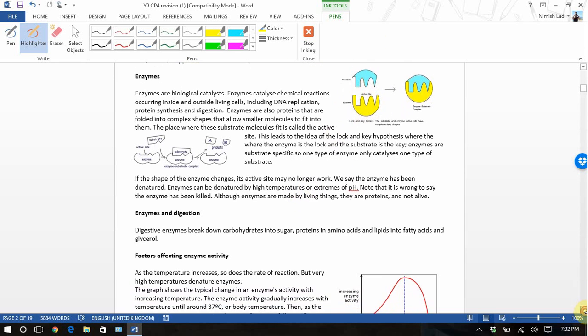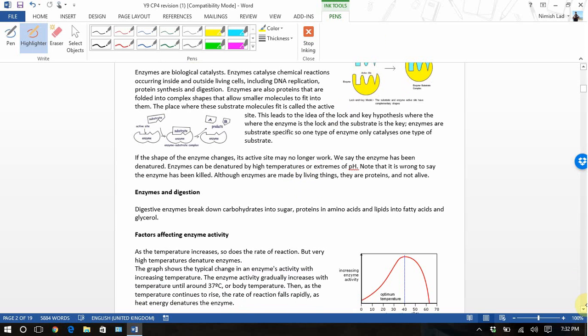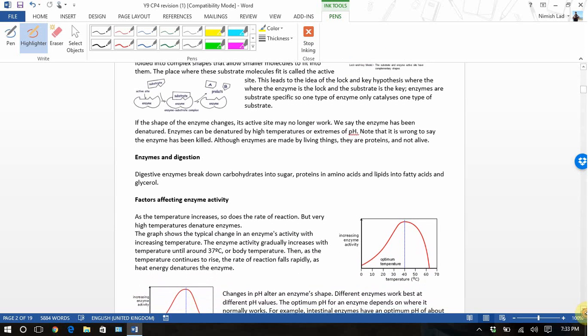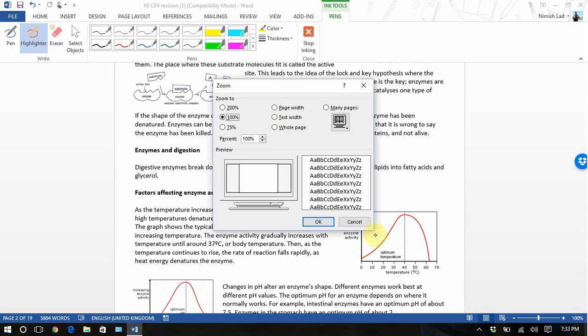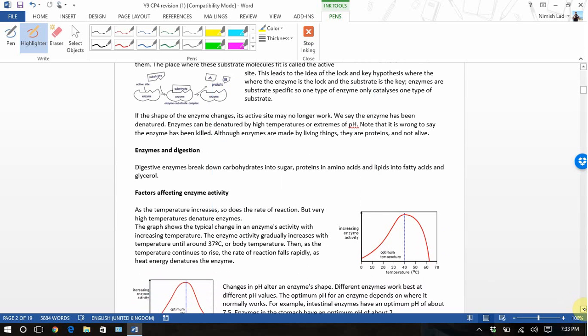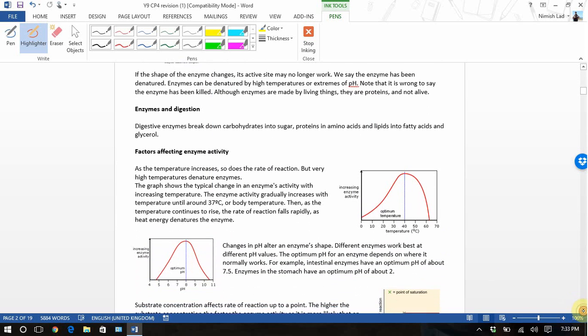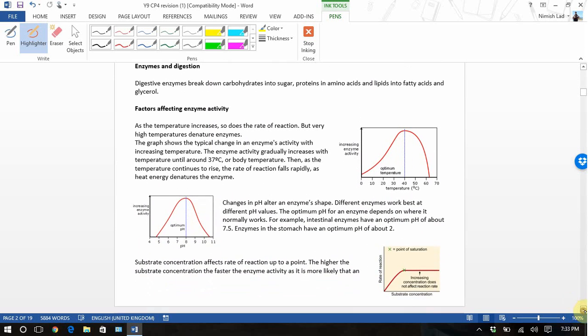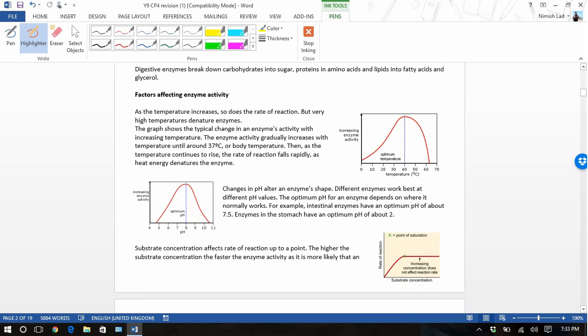So digestive enzymes can break down carbohydrates into sugars, proteins into amino acids, and lipids into fatty acids and glycerol. There are some factors that affect enzyme activity. These affect how quickly the enzyme actually gets to work. As temperature increases, so does the rate of reaction, so does the rate of enzyme activity. But high temperatures denature the enzymes, just like I mentioned before.